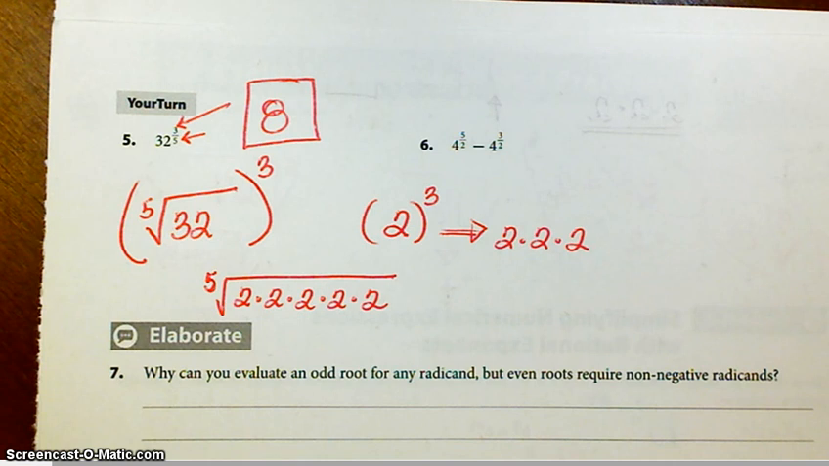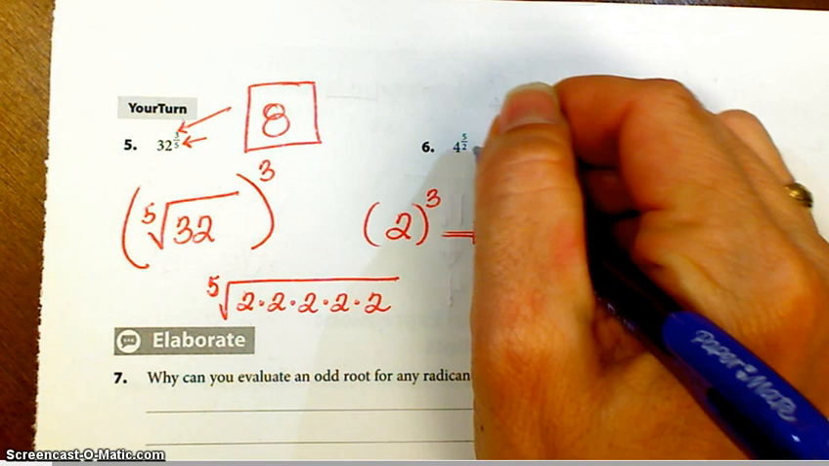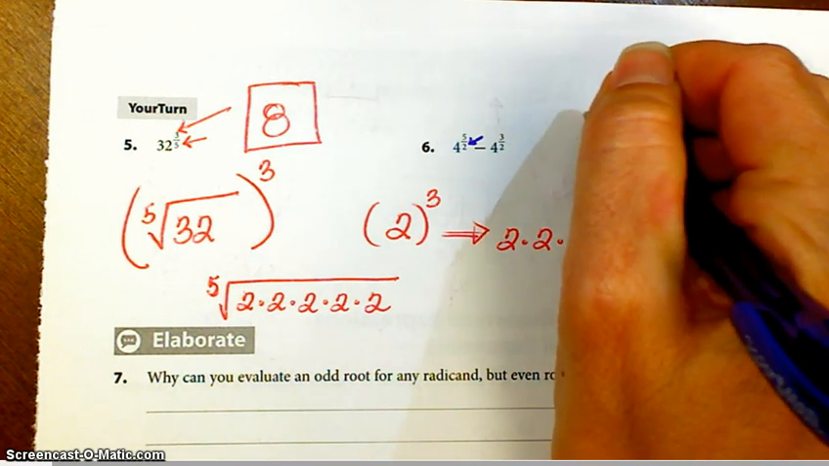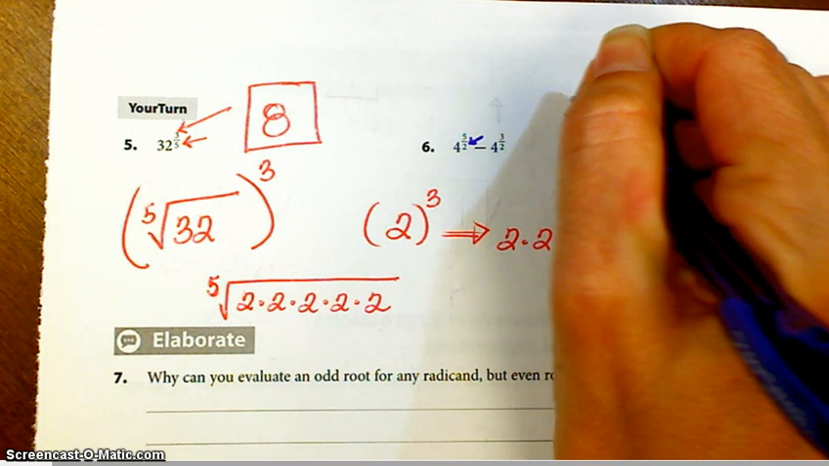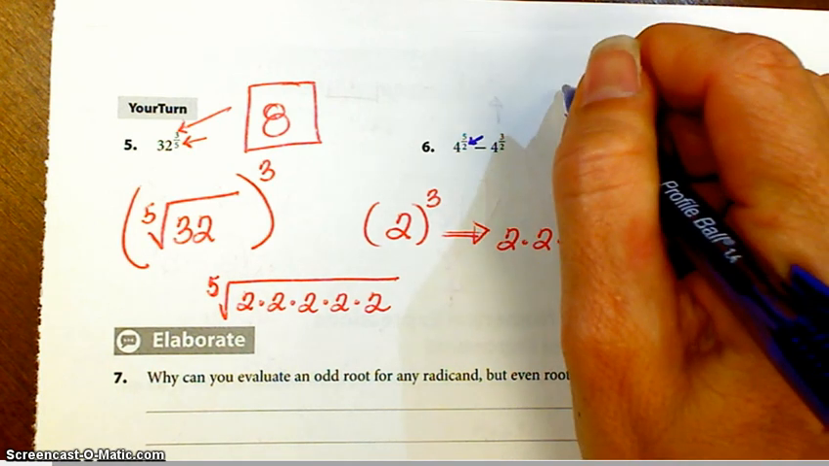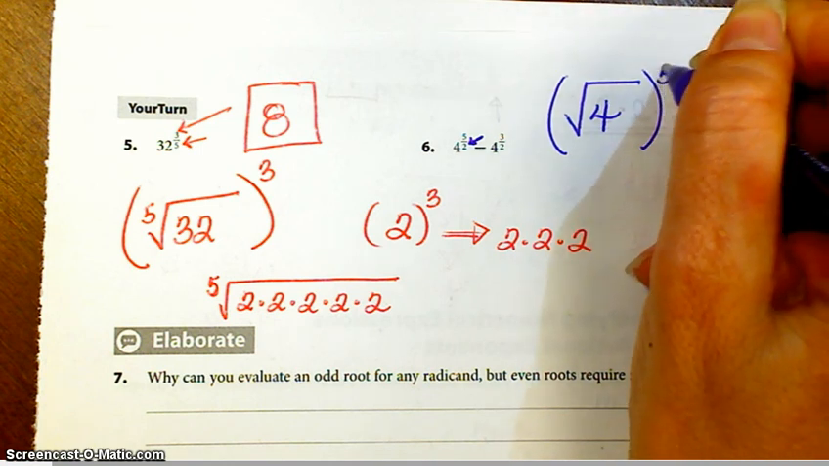Okay? All right, I'm going to change colors so that you guys can tell which things go with what. We have 4 raised to the 5/2 power. Remember, the bottom tells you what root you're going to take. So this is the square root of 4. Remember, I don't have to bother putting the little 2 out there. The square root of 4 raised to the 5th power.